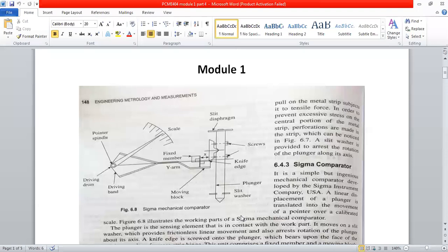In case of piston and plunger, the internet connection is unstable. Okay, can everyone hear me? Yes, sir. Okay.